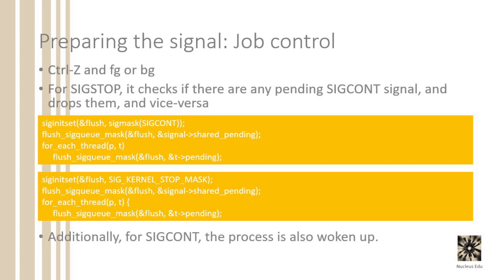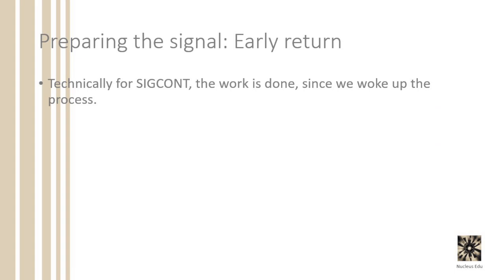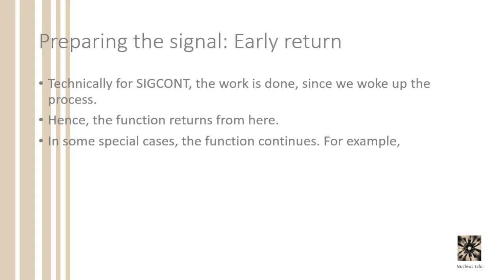So additionally, for the SIGCONT signal, the next thing that is done is that the process is also woken up because it needs to be continued. So technically, if the signal was a SIGCONT, the work is done, right? Since we woke up the process and cleared all the stop signals that were waiting, the function returns from here for the specific signal. In some cases, the function continues, for example, if the process is being ptraced or not, and some more cases. But generally, if the special cases are not met, then the function returns from here and the signal processing is done.